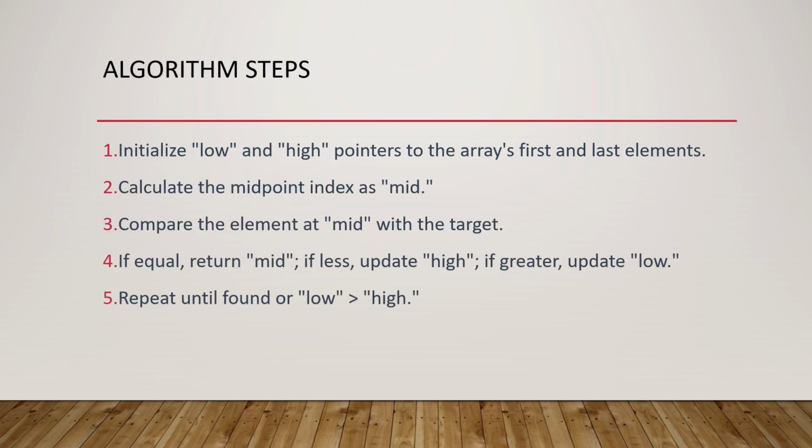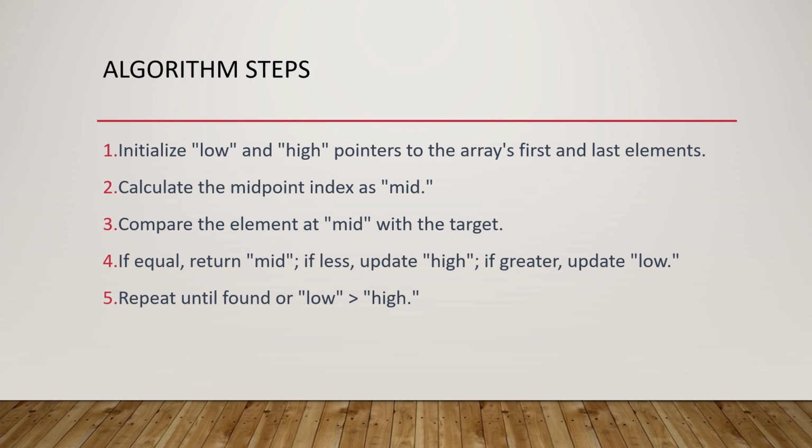Step number 1, initialization. Begin with the entire sorted array or list and define two pointers, low pointer and high pointer. They both represent the current search interval. Initially, low points to the first element and high points to the last element. Step number 2, midpoint calculation. Calculate the midpoint of the current search interval using the formula mid = (low + high) / 2. This will give you the index of the middle element.